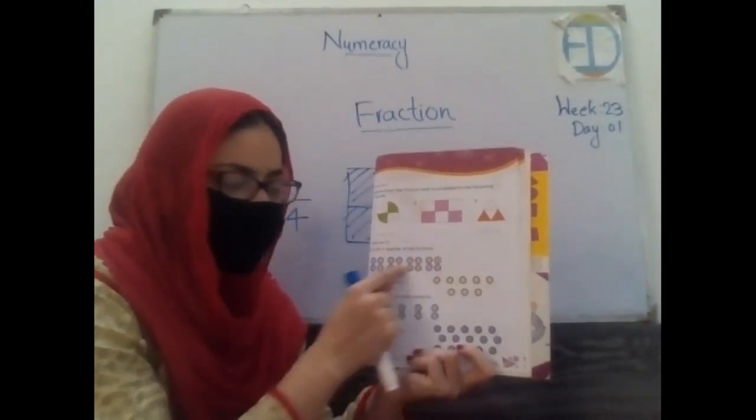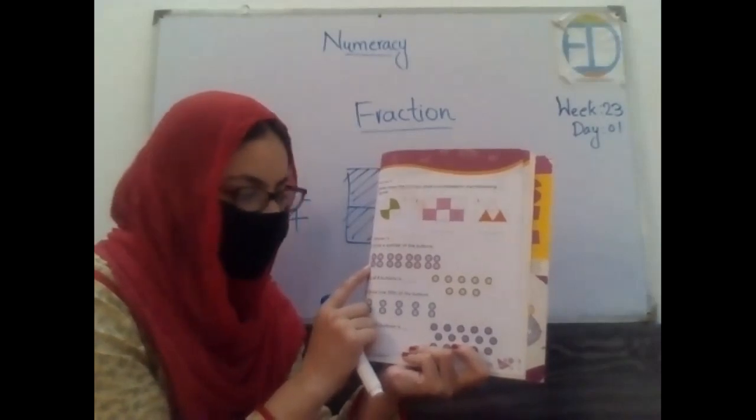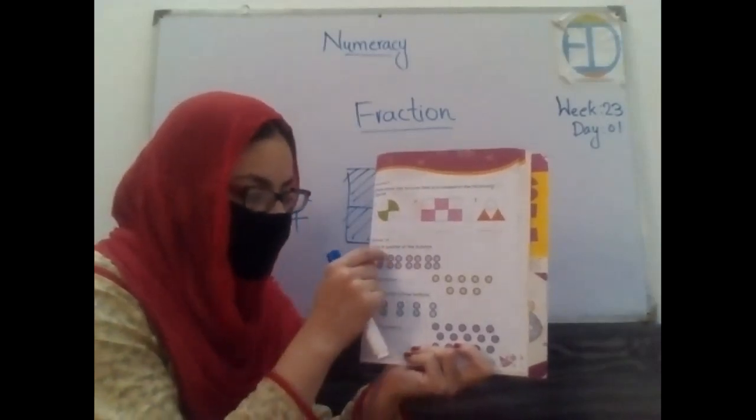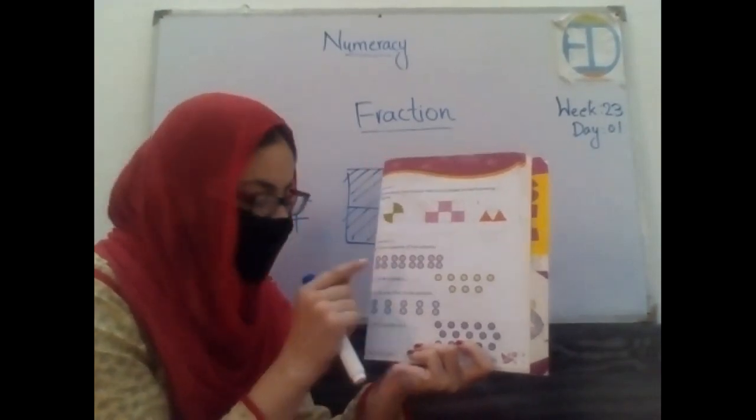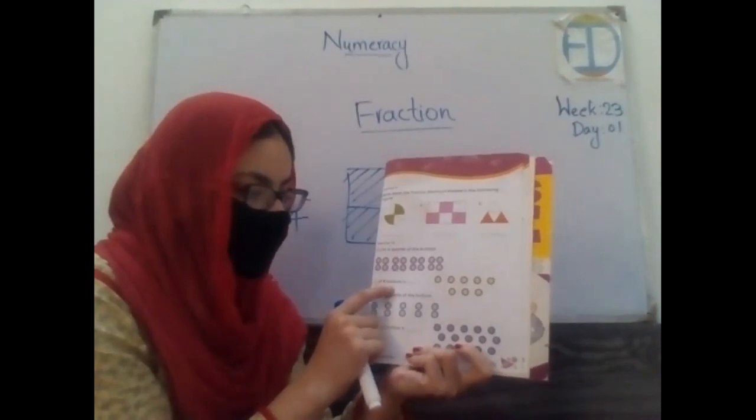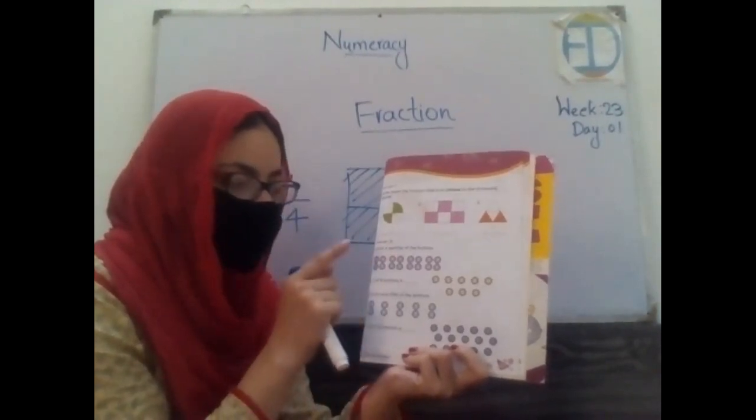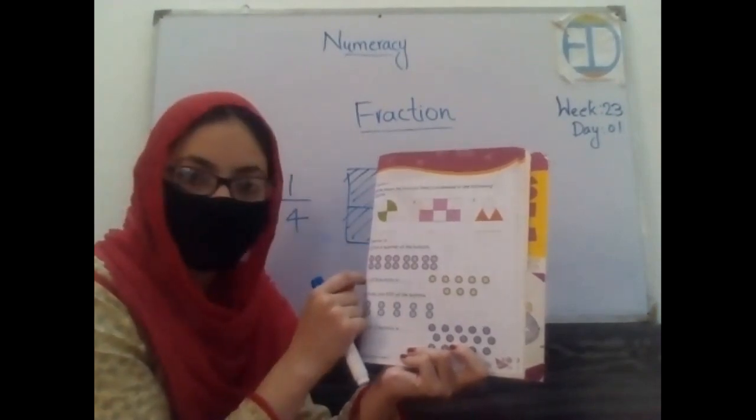You can see that it has 4 pairs of 4 buttons, right? So this means that 1/4 would be this 1 pair of 4 buttons, right? So they are asking you to circle a quarter of the buttons. So the quarter would be this much only.